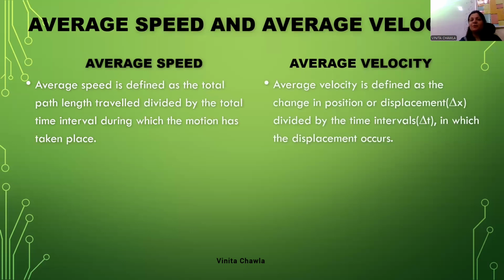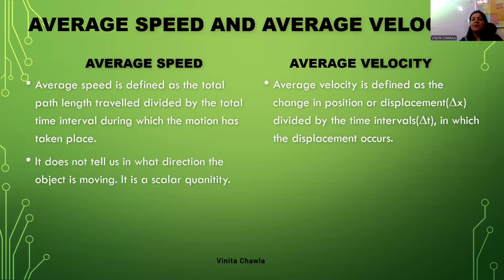Average speed is the total path length traveled divided by total time taken. And on the other hand, average velocity is the change in position or displacement divided by the time interval in which the displacement occurs. Average speed does not tell us in what direction the object is moving. It is a scalar quantity. Because it is a scalar quantity, direction has no link with it at all. On the other hand, average velocity is a vector quantity. It is total displacement upon total time.